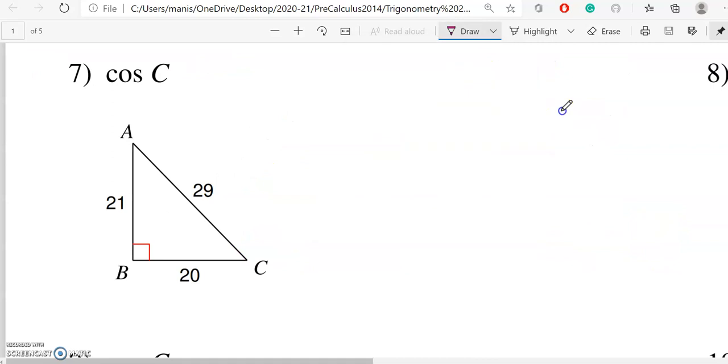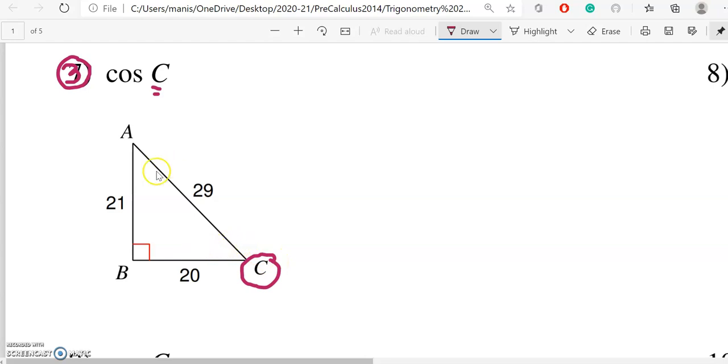Okay, now let's look at another question. It says find the value of cosine C. Alright, so let's look at the value of cosine C. Since you see the angle is C over here, what you need to do is circle this C.